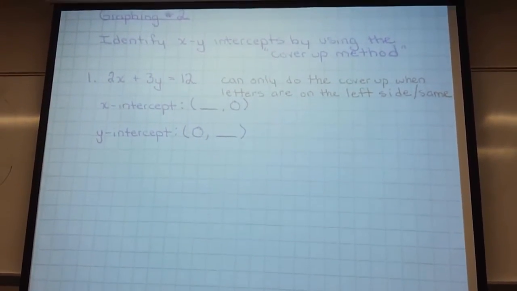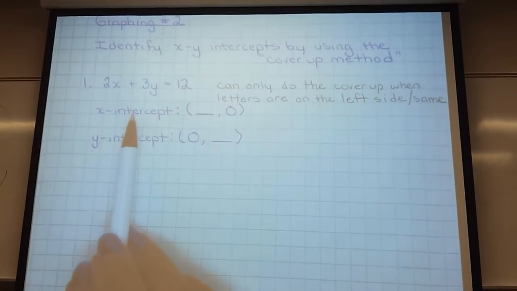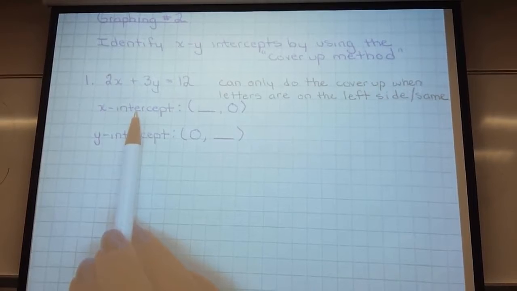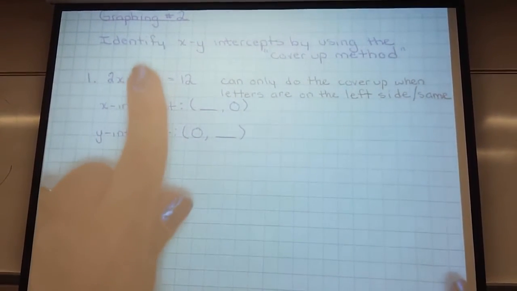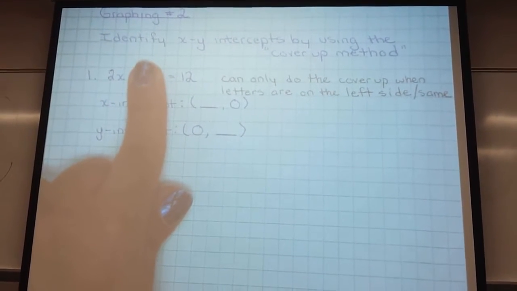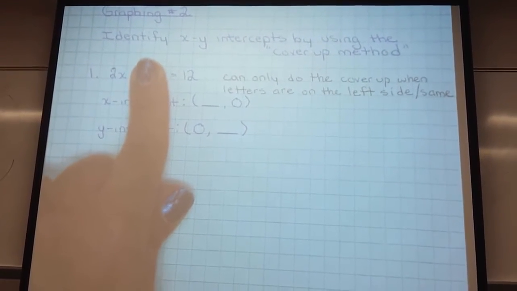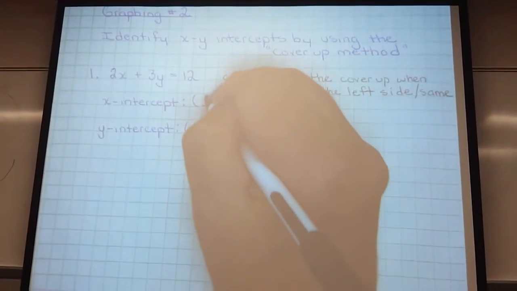Now the reason I call it the cover-up method, if I'm looking for an x-intercept, which letter do I not care about? I'm not caring about the y, I just care about the x. So with your finger, cover up that entire y value. Now you've got 2x equals 12. 2 times what would give you 12? 6. That is the missing value.